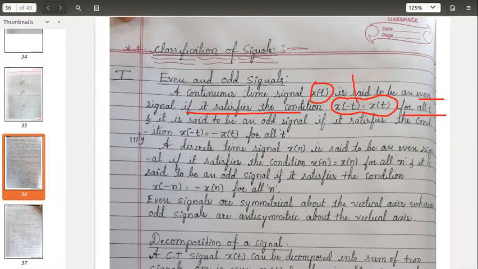What do you mean by this x of minus t equals x of t? What do you mean by x of minus t? We have seen this already. What is x of minus t? Anybody? You can unmute and answer me, no problem. What is x of minus t? We have already seen this.